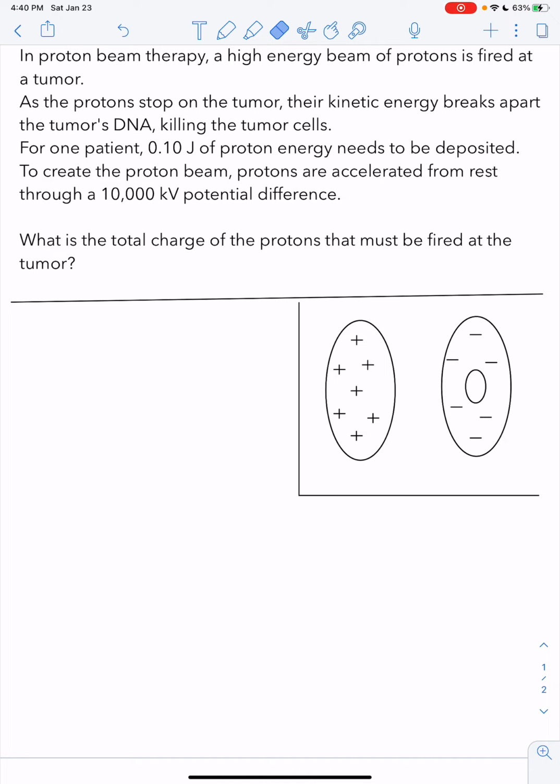For a particular patient, it is calculated that 0.1 joules of proton energy needs to be deposited. To create this proton beam, protons are accelerated from rest through a 10,000 kilovolt potential difference. What is the total charge of protons that must be fired at the tumor? Another way to ask this would be, how many protons do we have to fire? Since the total charge of protons and the total number of protons are fairly straightforward to convert.